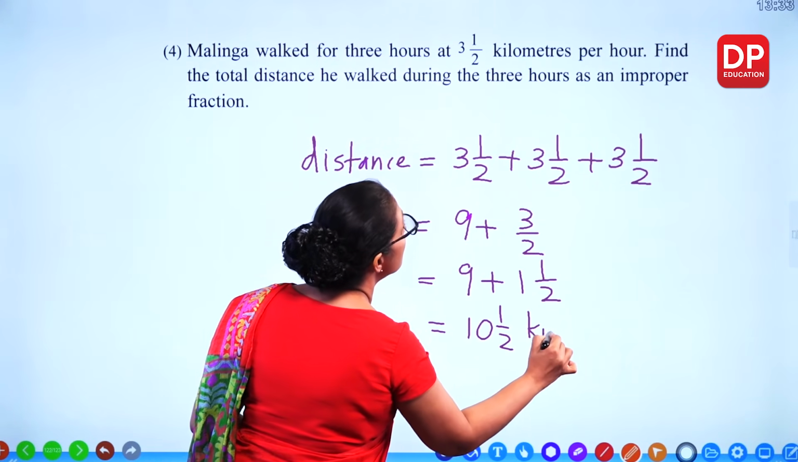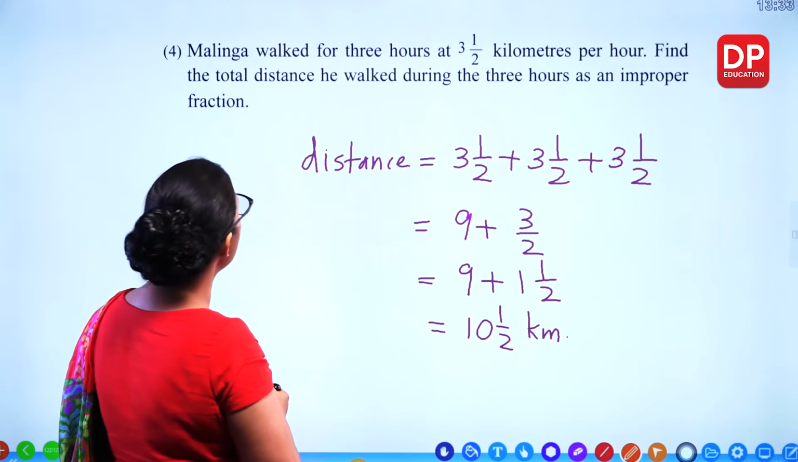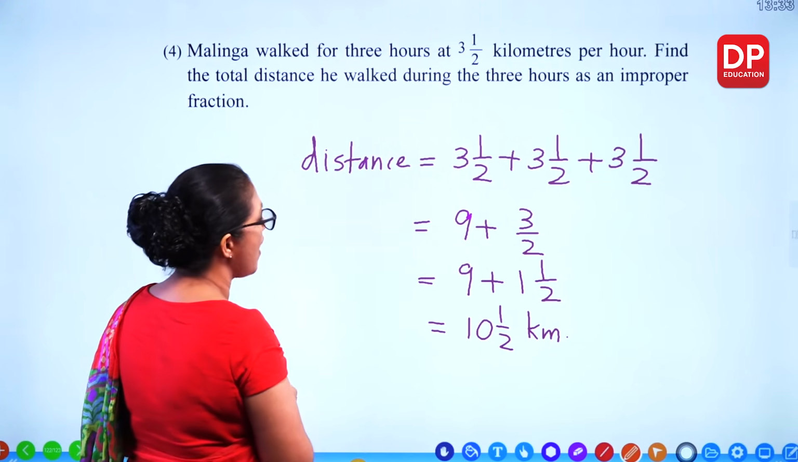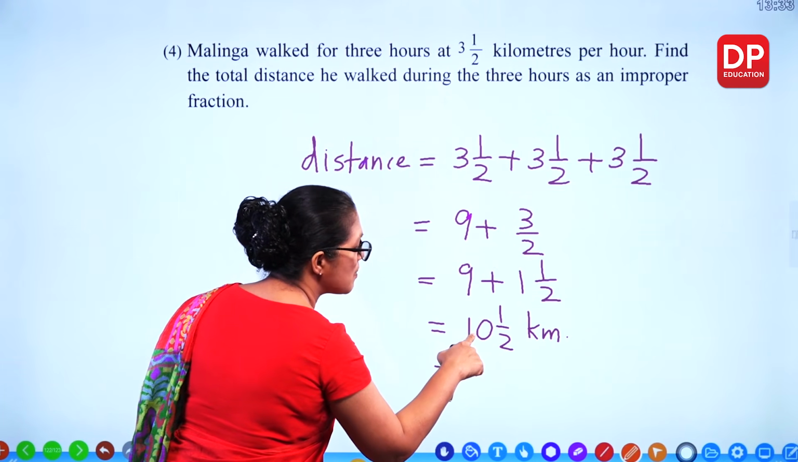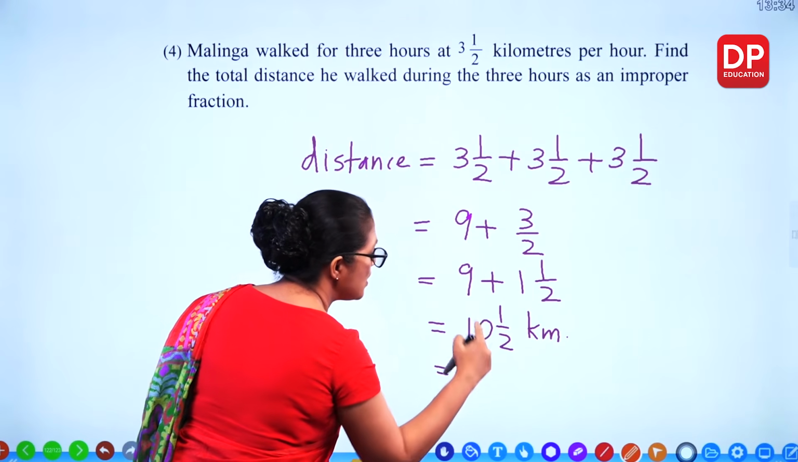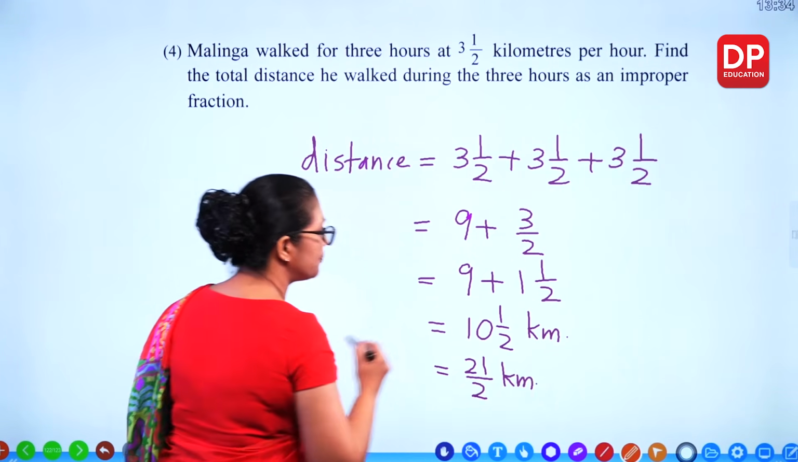That's the distance for 3 hours. So they asked to write in improper fractions. So this is a mixed number. For improper fractions, you multiply by 2, 20, 20 plus 1, 21 over 2.